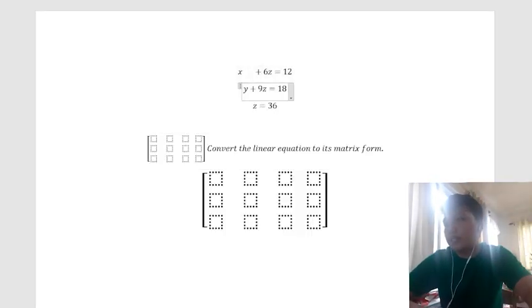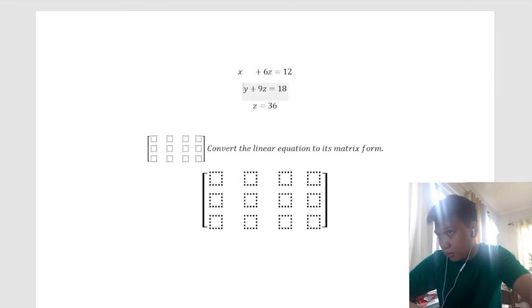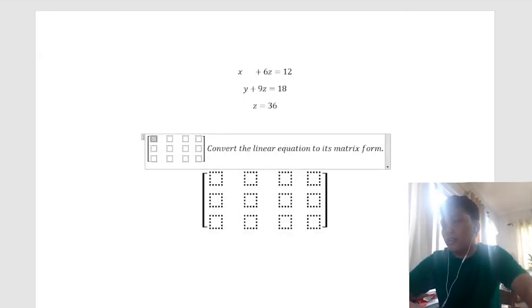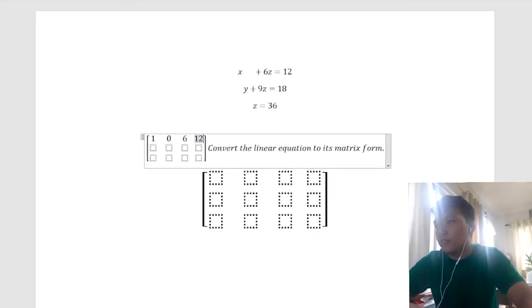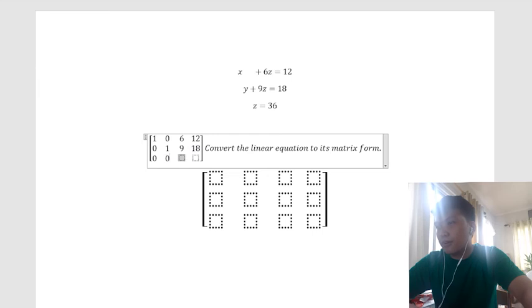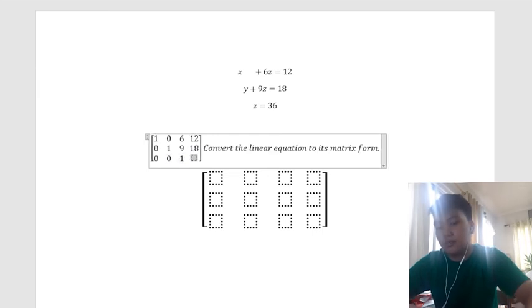We have linear equations x plus blank space plus 6z equals 12, blank space plus y plus 9z equals 18, blank space plus blank space plus z equals 36. As our first step, we need to convert the linear equations to matrix form. We have 1 for x, 0 for the blank space, 6 for 6z, and 12 for our sum. On our second row, we have 0 for the blank space, 1 for y, 9 for 9z, and 18 for our sum. On the last row, we have 0, 0, and 1 for z, and 36 for the sum.